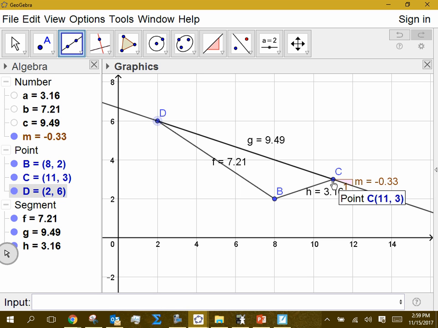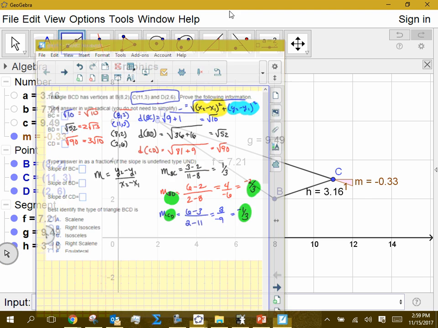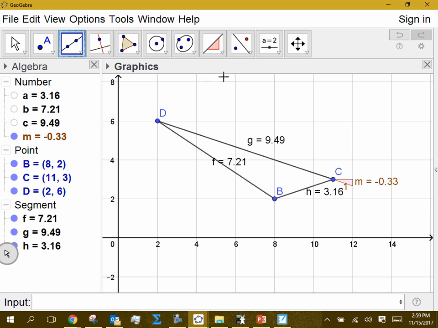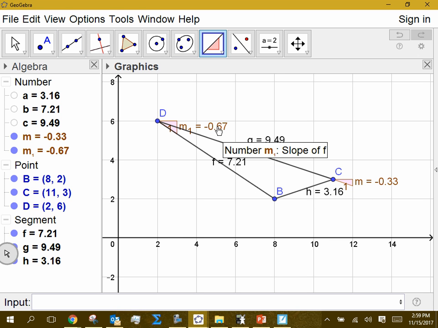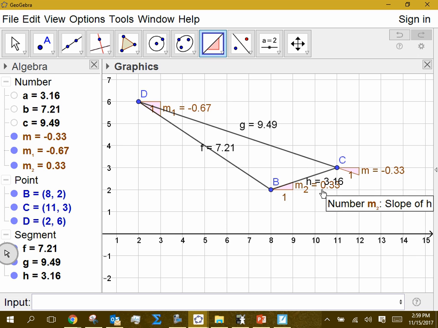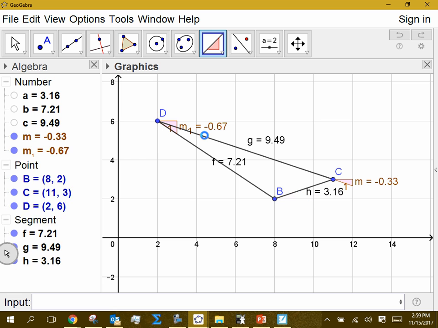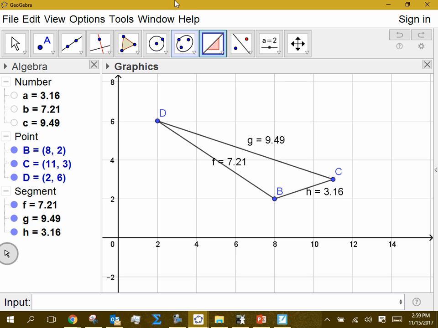We see negative 1/3, and that's the value we found for C to D, and that's what's showing up. If I want to do slope again, let's go B to D, and it's showing you negative 2/3. Then I do this one here, and again it gives me 0.33 or 1/3. I don't like how they animate the slope, but it does provide you the accurate information.